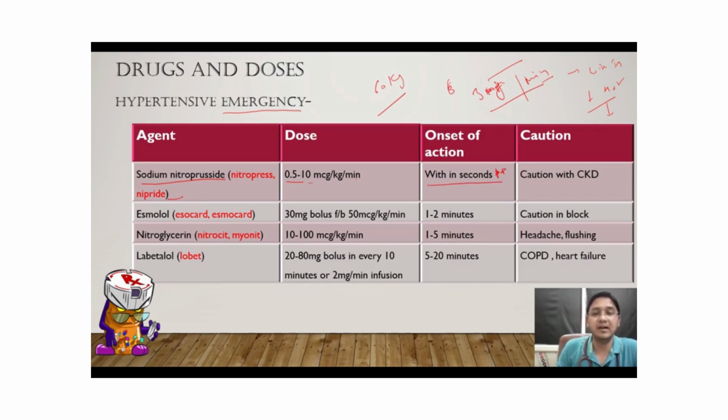And what we have to be cautious about in the CKD patient, if you are dealing with CKD patients, is that we need to avoid nitroprusside. As we know, they have a cyanide component, so they can accumulate in the body and can lead to cyanide poisoning.